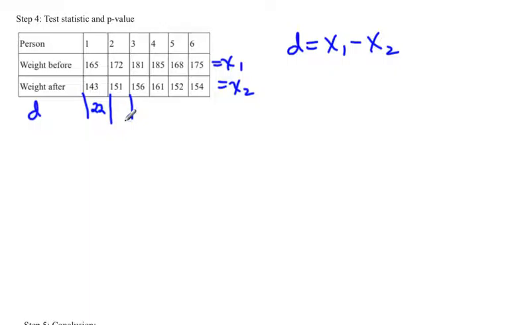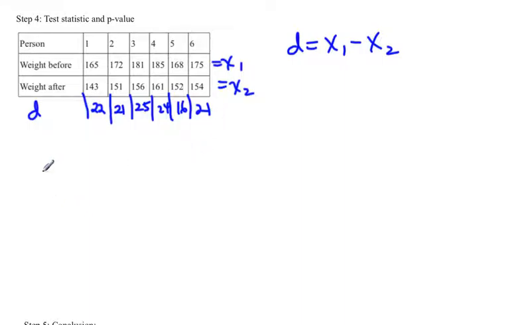Subtract the first numbers, you get 22. Subtract the next numbers, you get 21. 181 minus 156 is 25. And so forth down the list. 24, 16, and 21.